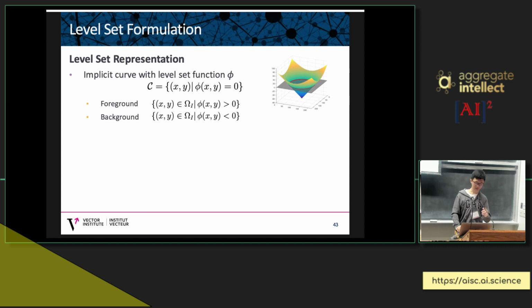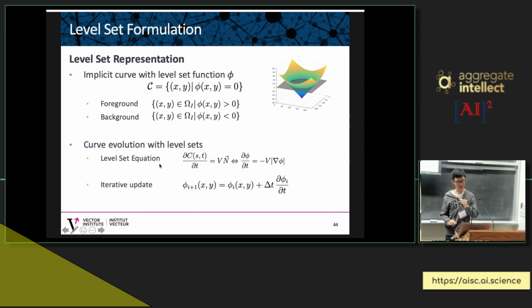So this is the level set representation. The curve C is the zero level set of the level set function. The foreground can be represented by where phi is greater than 0, and the background is where phi is smaller than 0. For curve evolution with level sets, we can use the level set equation. We can just move the level set function up and down, and the curve will change. But how can we model it in a deep neural network? We can use an iterative update, like updating the initial level set for t steps.